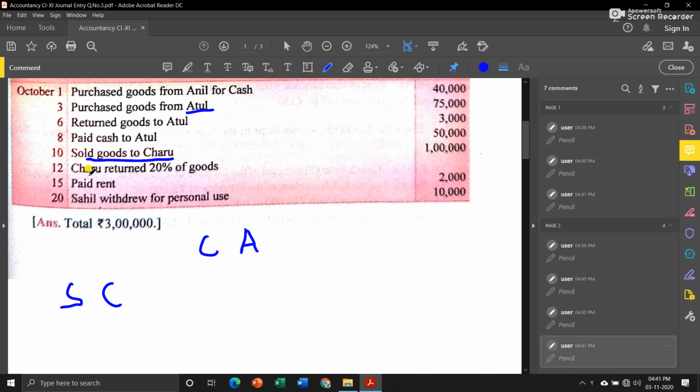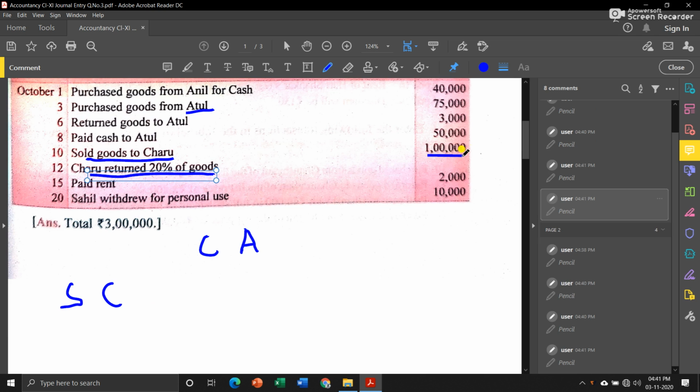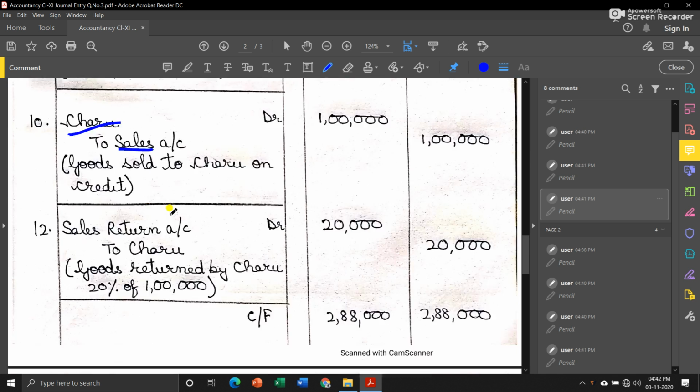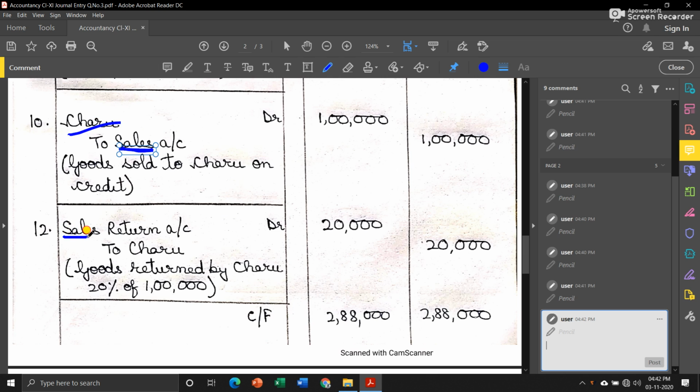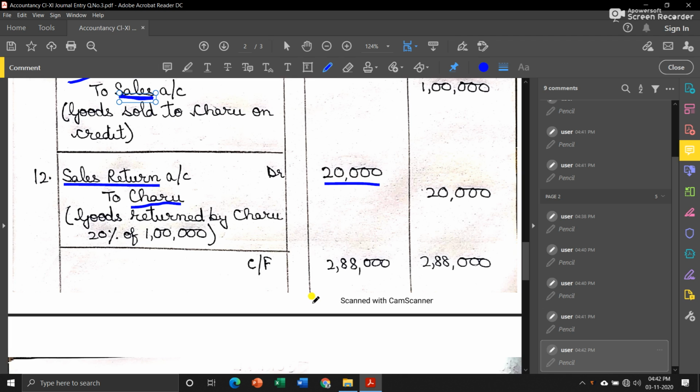Next transaction, Charu returned 20% of goods. Means earlier we sold goods worth rupees 1 lakh to her, and out of that 1 lakh, 20% of those goods she returned us back. That means 20% of 1 lakh is nothing but 20,000. And if sales account is credited, then sales return is opposite, that means it will be debited. And Charu, while returning goods to us, she is giving us those goods back, so her account will be credited. And 20% of 1 lakh is 20,000. And since this was the end of my page, I have found out carried forward amount of rupees 2,88,000 in both the columns.